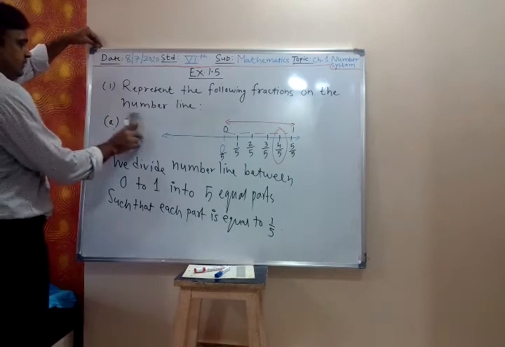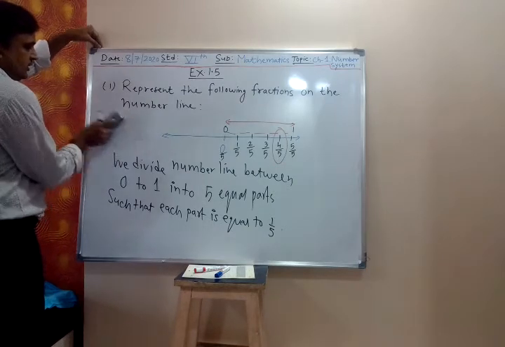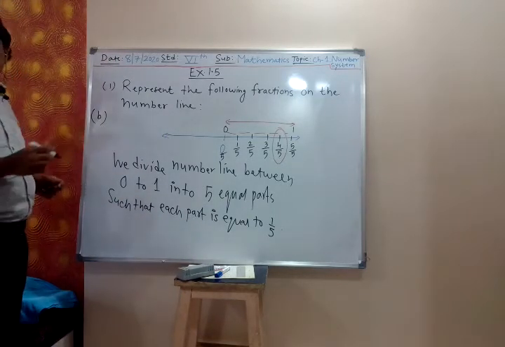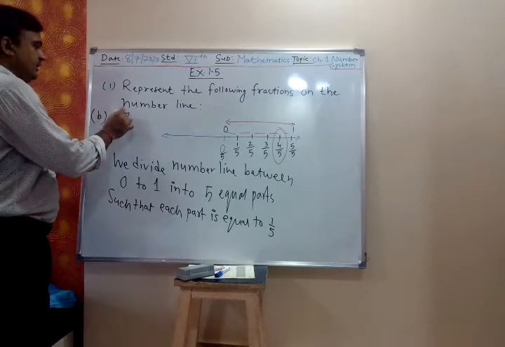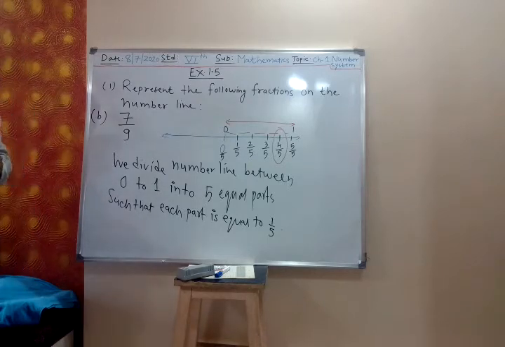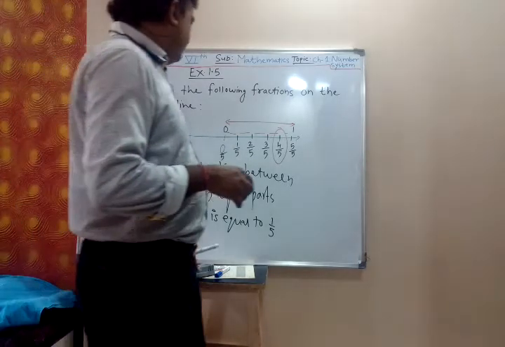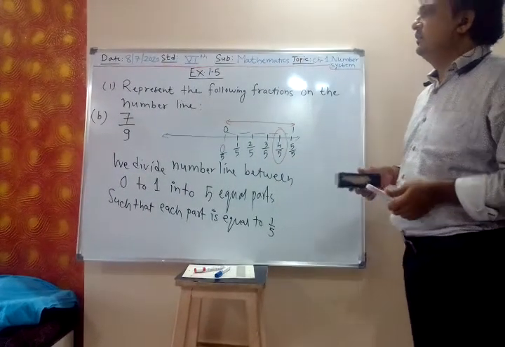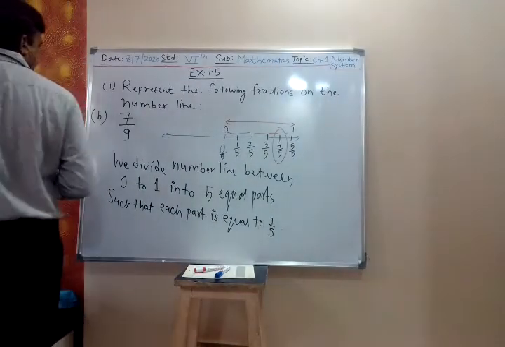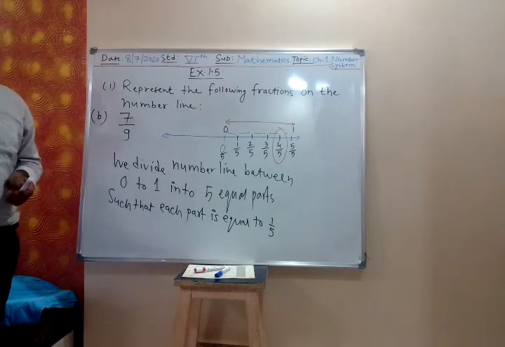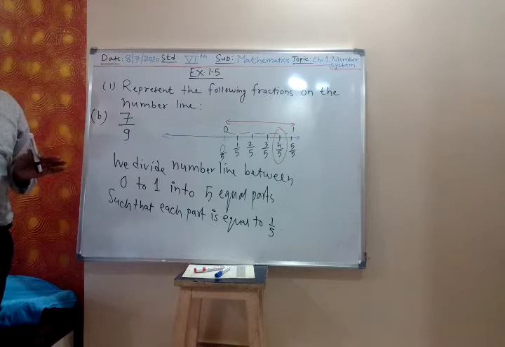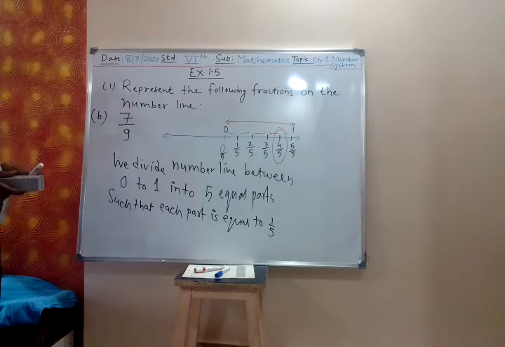Now let us do the next one. Okay. Now second, B. B is 7 upon 9. Let us do 7 upon 9. First question, A, was 4 upon 5. Now B is 7 upon 9.